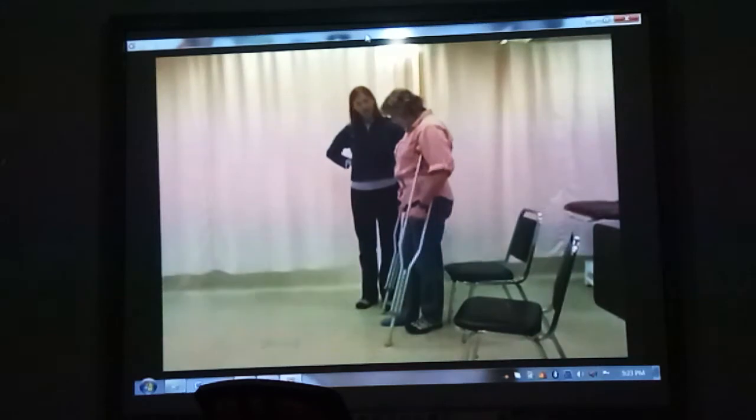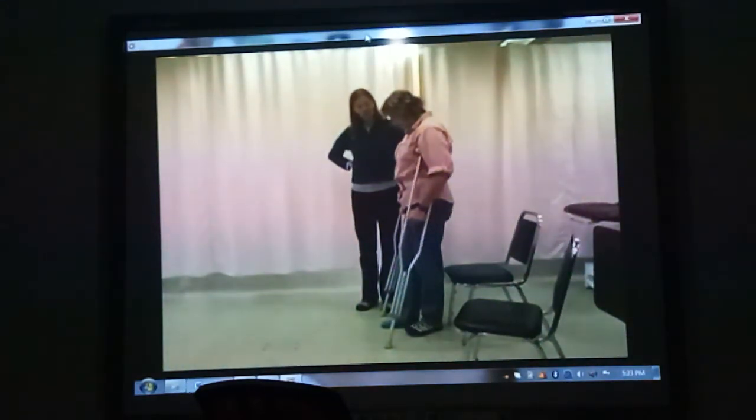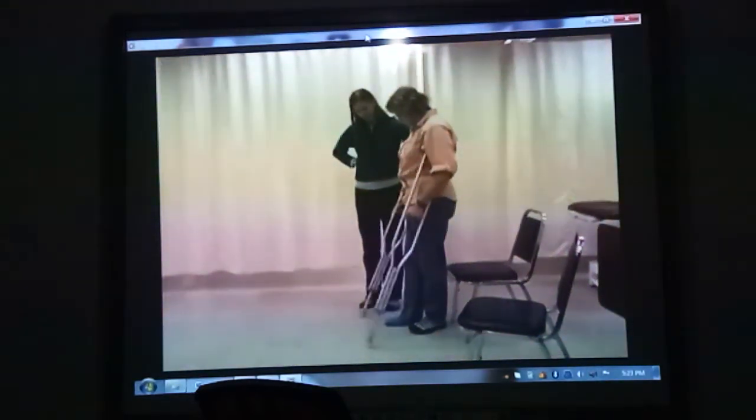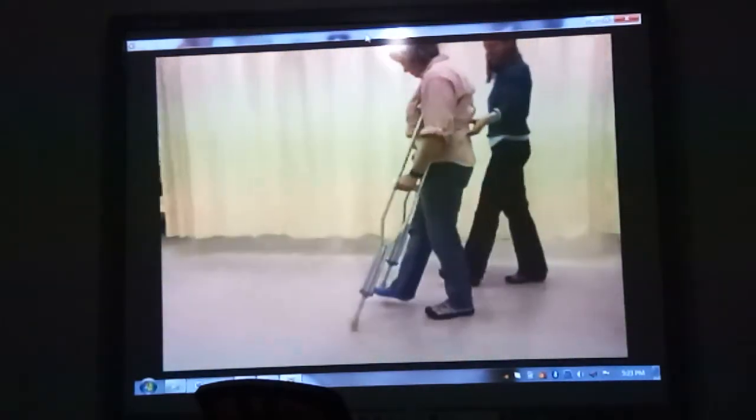So next is partial weight bearing, and the amount of weight that your patient can put on is based on what is prescribed by the physician or the surgeon. Again, it's 3 points, so the crutches, the foot, and then swinging through. Okay?